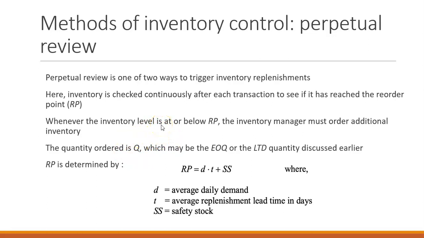So for example, if we have average daily demand of 3, so we sell 3 things a day, and our lead time is 5 days, we always need to have 15 on hand to make our demand. So 3 times 5, which is 15, because it's going to take us 5 days to get our delivery. And then any additional safety stock that we want to have in hand.